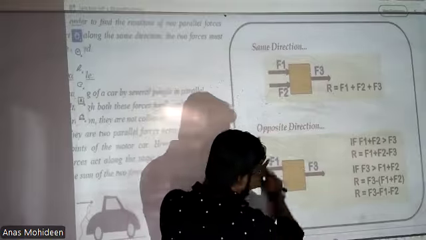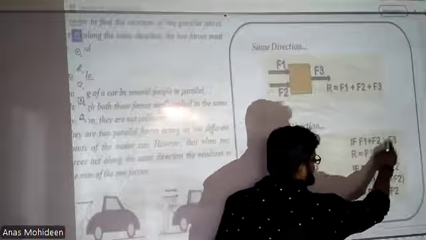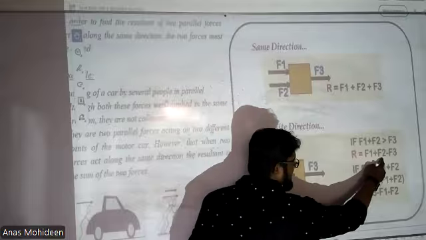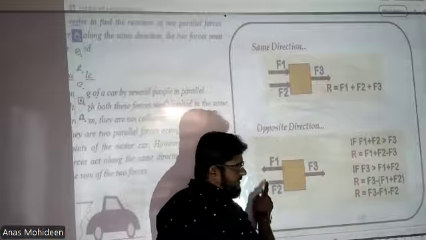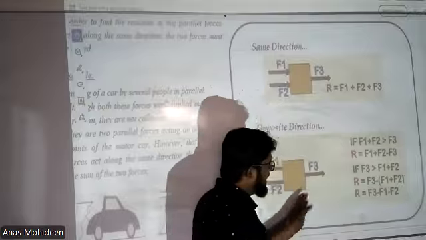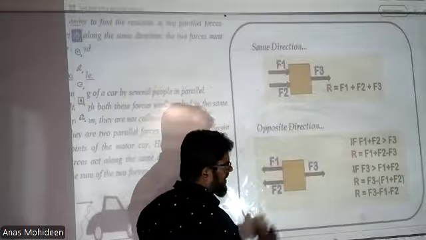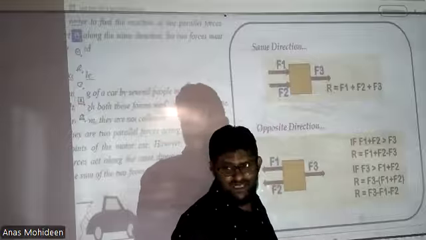Let's say F1 plus F2 together is greater. Then F3 should be in the opposite way. F1 and F2 you take as plus, F3 is minus. Now let's say F3 is greater and F1 plus F2 is less.